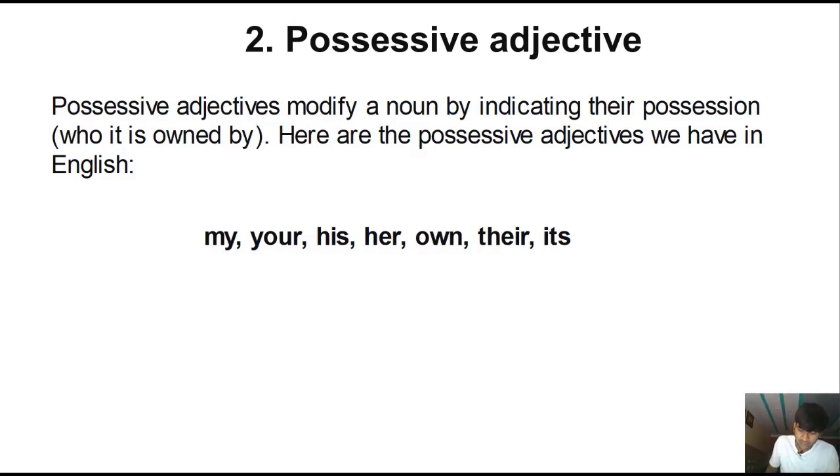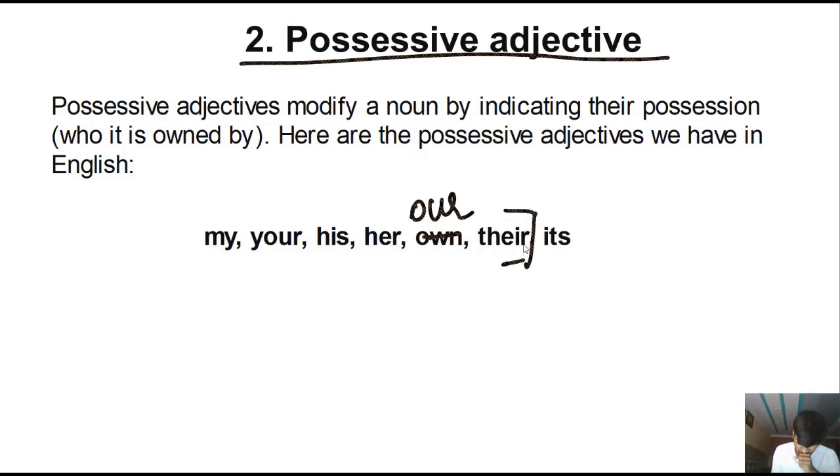All right, the second type of determiner is the possessive adjective. This is very simple, but again we have a couple of important points about possessive adjectives, so we have to be careful with them. We'll master them. Possessive adjectives modify a noun by indicating possession, like who owns them. These are my, your, his, her, our, their, and its. These are the 7 possessive adjectives.